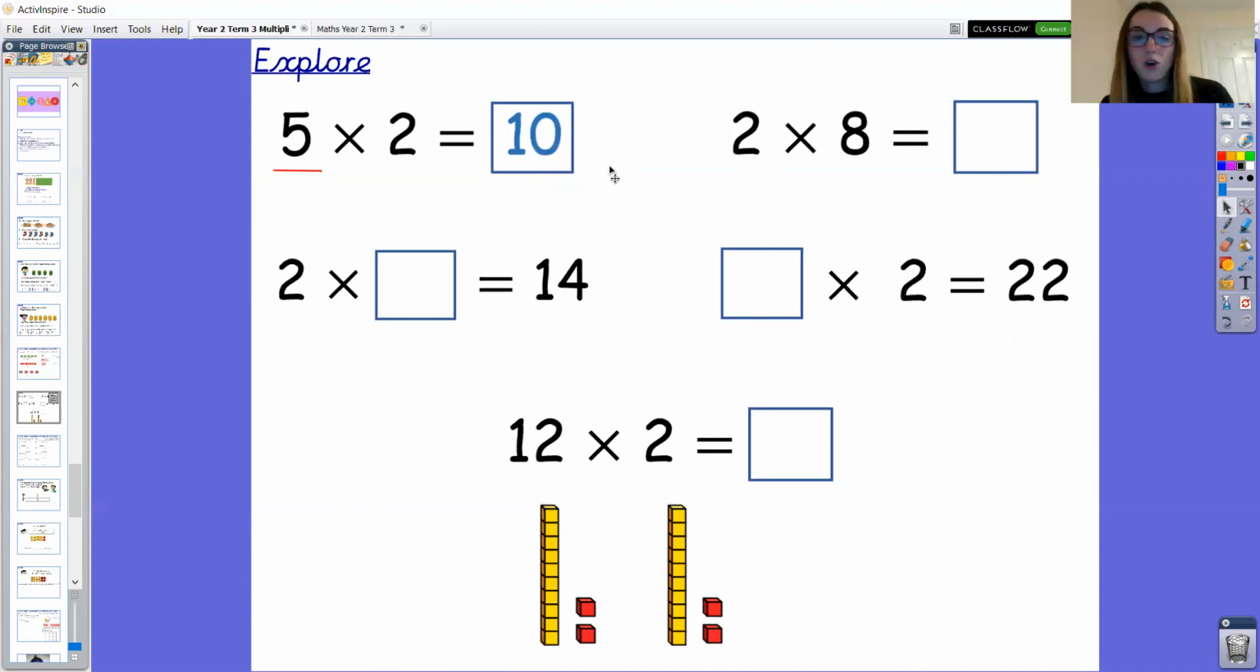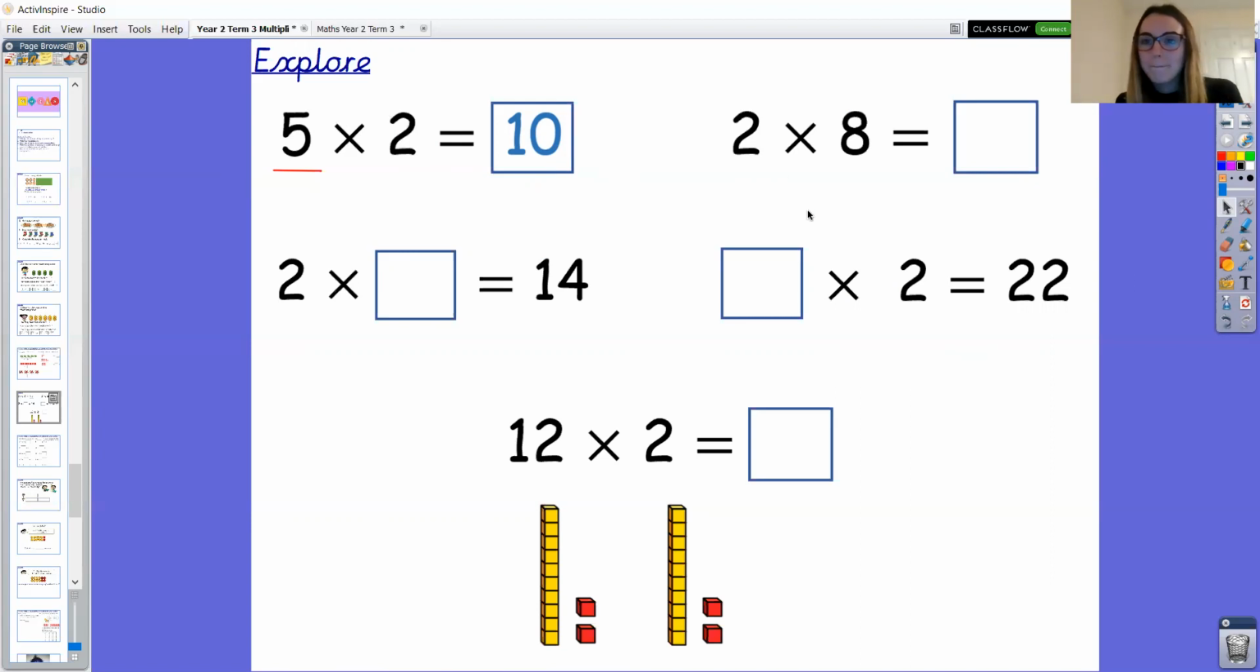Another way that you may have solved that is by looking at the switches. So 5 times 2 is the same as 2 times 5, and we know that double 5 is 10.